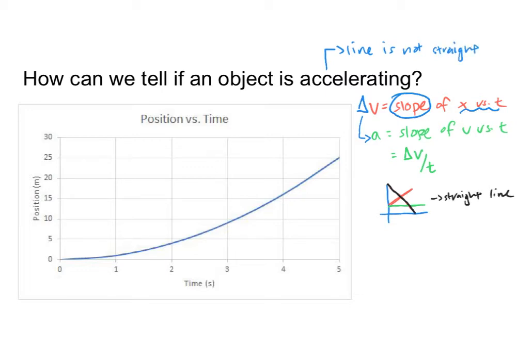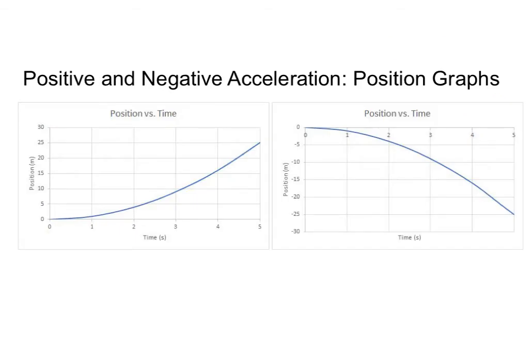So to summarize, for a position versus time graph, if our graph is not a straight line, no matter what, we know that that object is accelerating in some way or another. And in the next few slides, we'll talk about what those ways are. And we'll start with talking about these first two graphs you can see here. So on the left, we've got graph number 1. On the right, we have graph number 2.